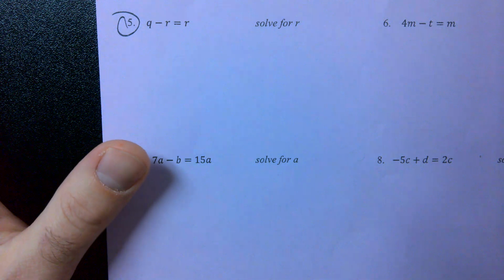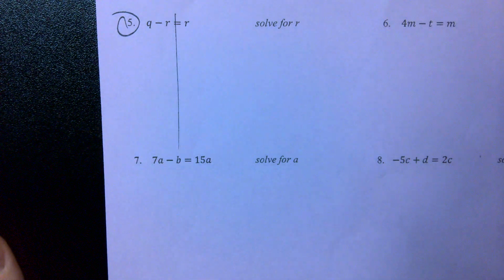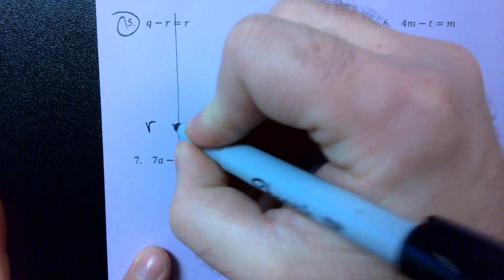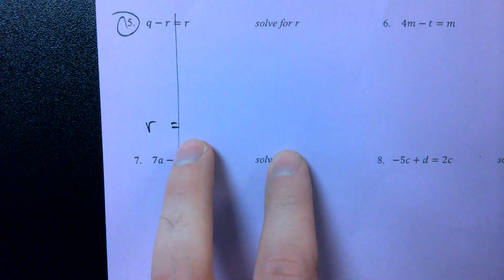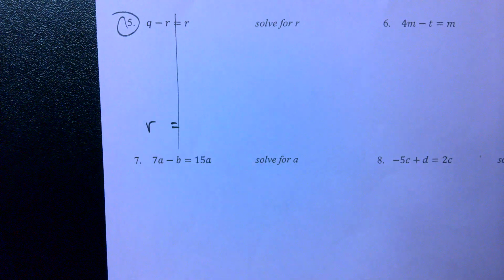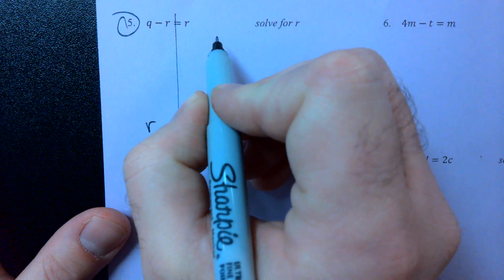With number 5, because number 5 I had a lot of questions on yesterday. If it's asking me to solve for r, I need to end up with r equals something, and that something can't have an r in it, right? Solving means isolating. If I'm isolating r, I'm getting it all by itself on one side. I can't have another r on the other side. That wouldn't be isolated. So here, what a lot of people decided to do was subtract q from both sides.